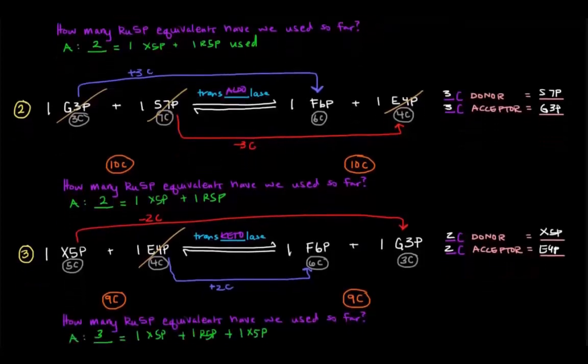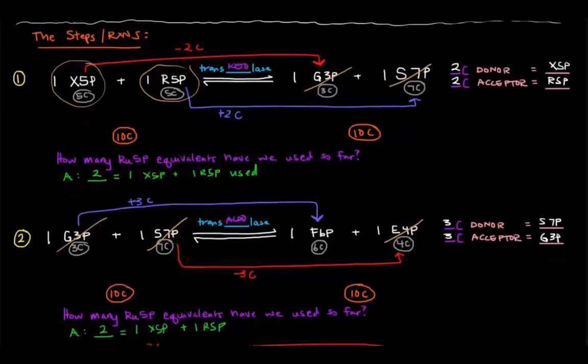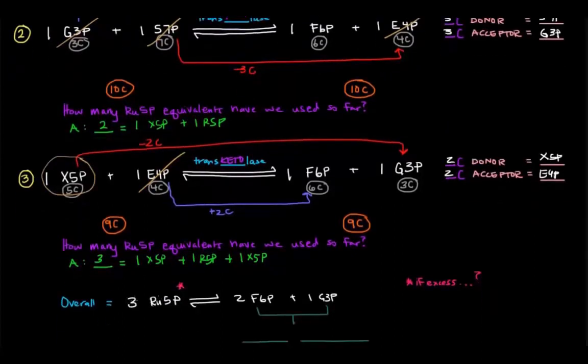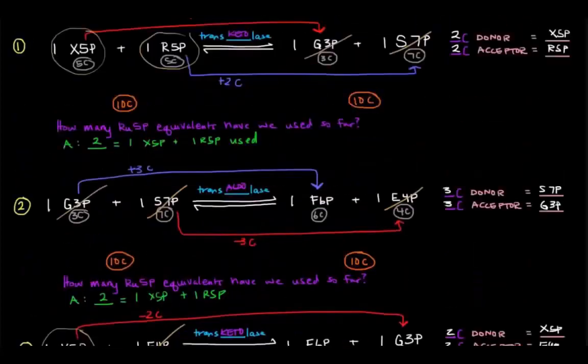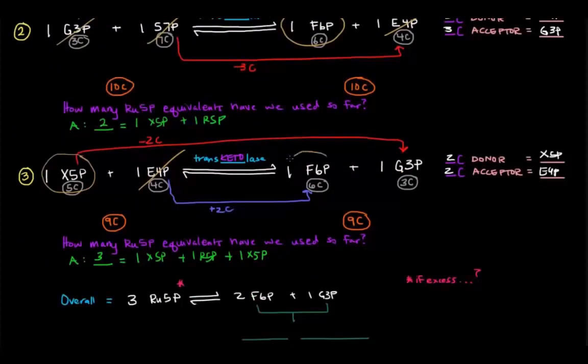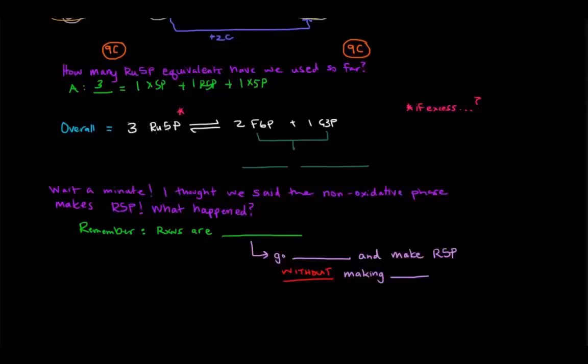So what do we have left over? Okay, on the left side of the reaction, we have one X5P and one R5P here. That's 2 RU5P equivalents, and here's the third one here. So on the left side, we have the 3 RU5Ps, and on the right side, nothing there. We have one F6P here, one F6P here, and one G3P here. So that is 2 F6Ps and 1 G3P. So we basically took 3 ribulose 5-phosphates and turned them into 2 F6Ps and 1 G3P.